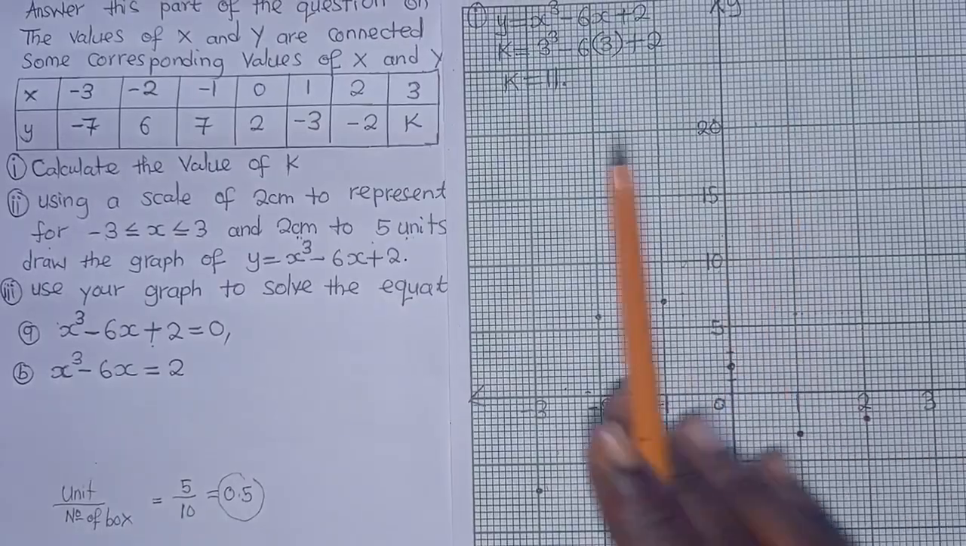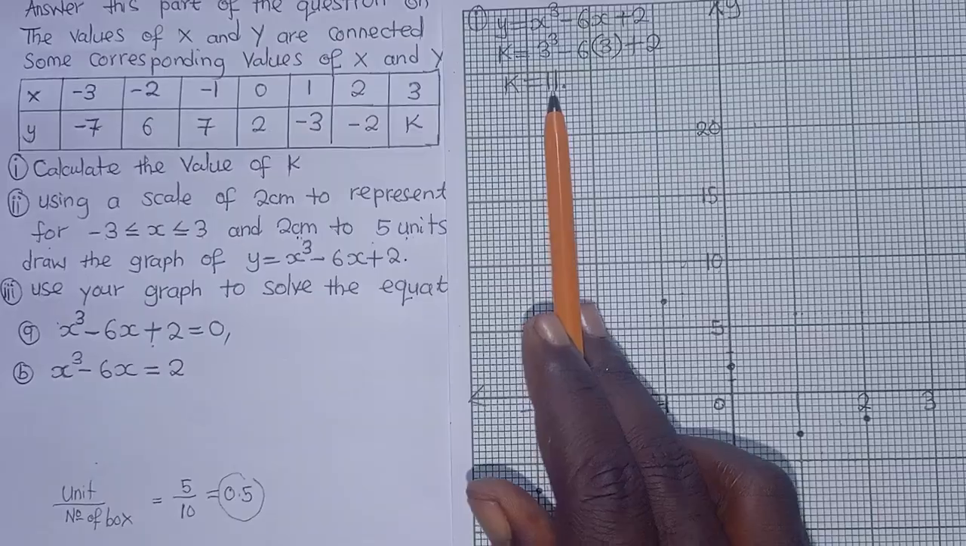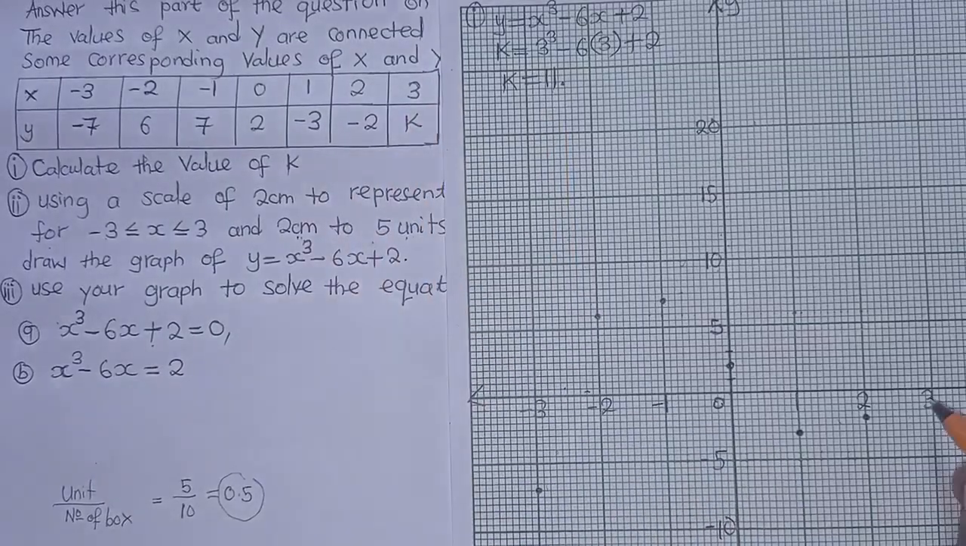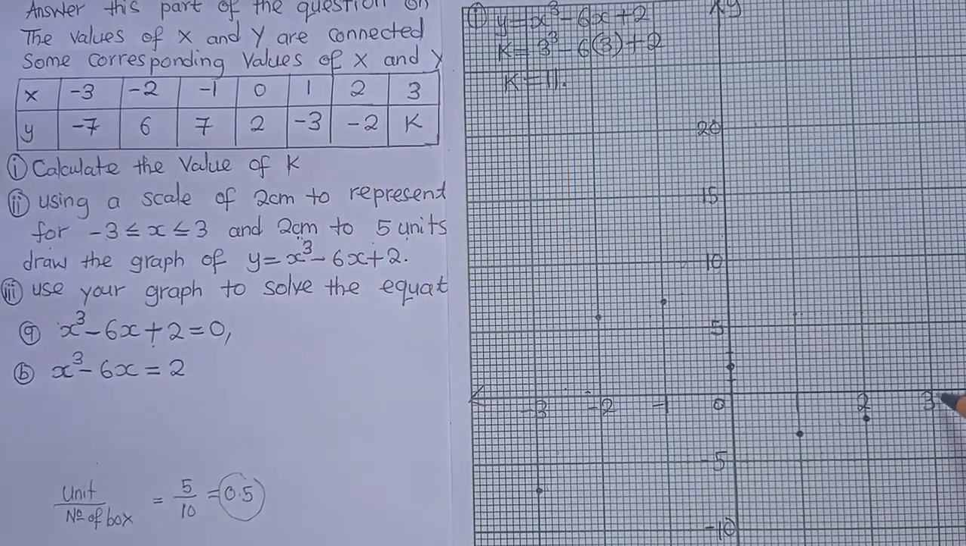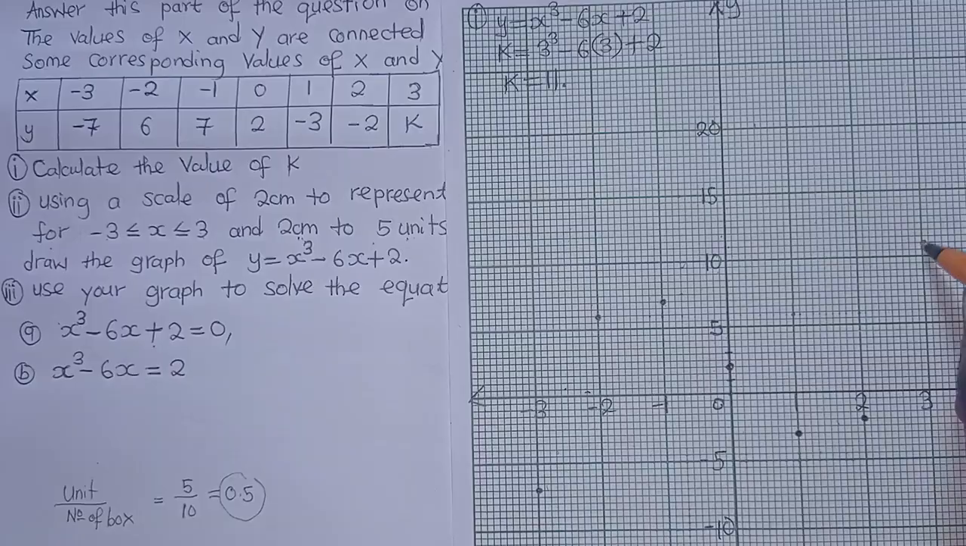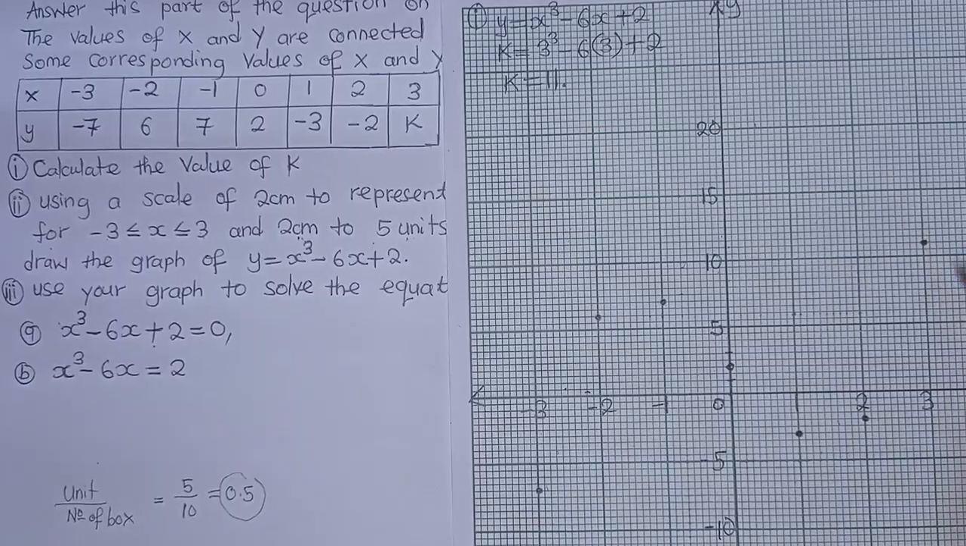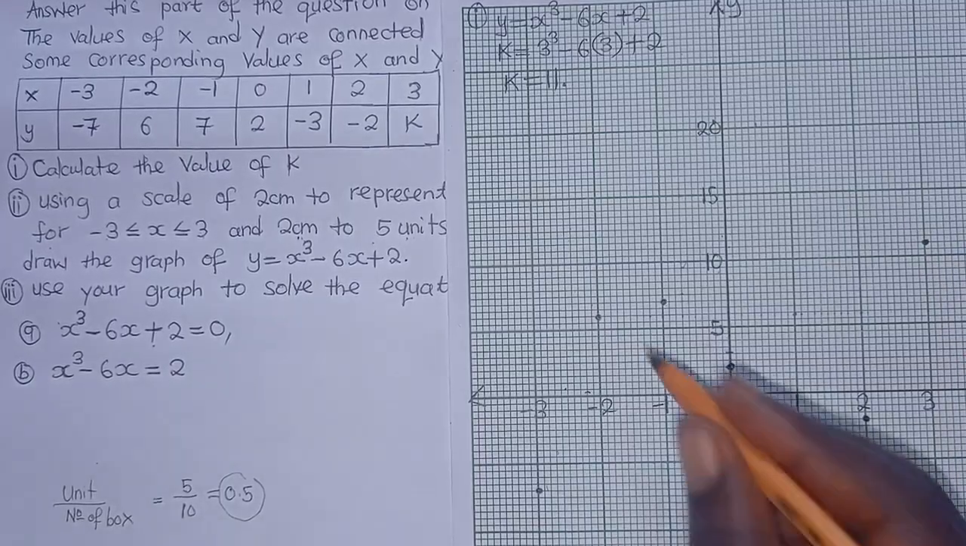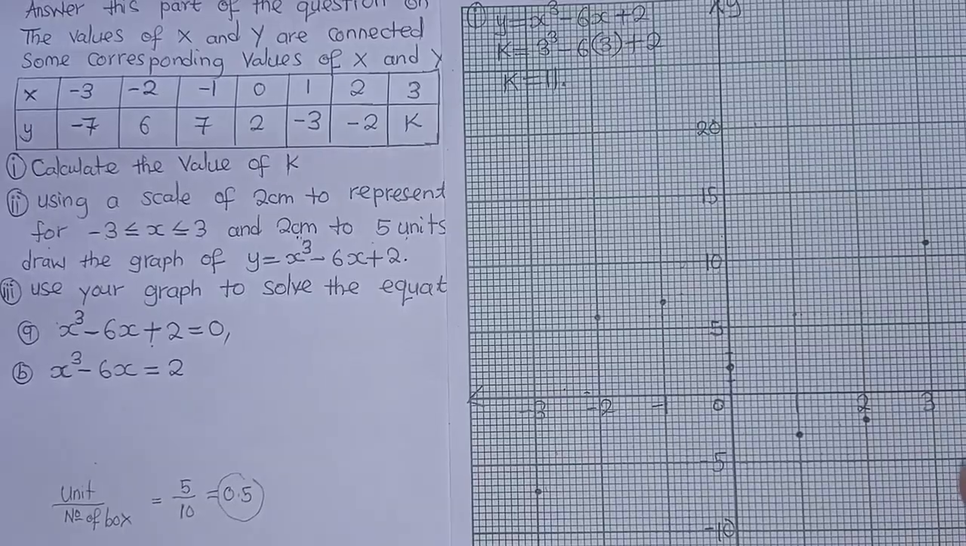We calculated the value of k. It was 11. So 3, 11. I move 3, this is 5, this is 10, 1, 2, 11. 11 is there. No panicking. Then it is just a matter of joining these values.